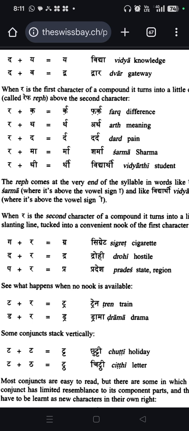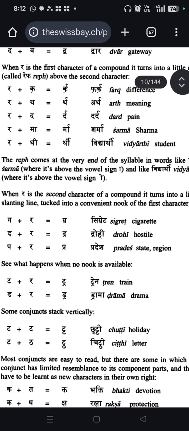Ra and ma, rma, shrma. Oh, r, rma, sharma. Ra and ti, rti, va, vidya, dia, student. So it's ra and ti, rti, vidya, rti, vidyarthi, student.